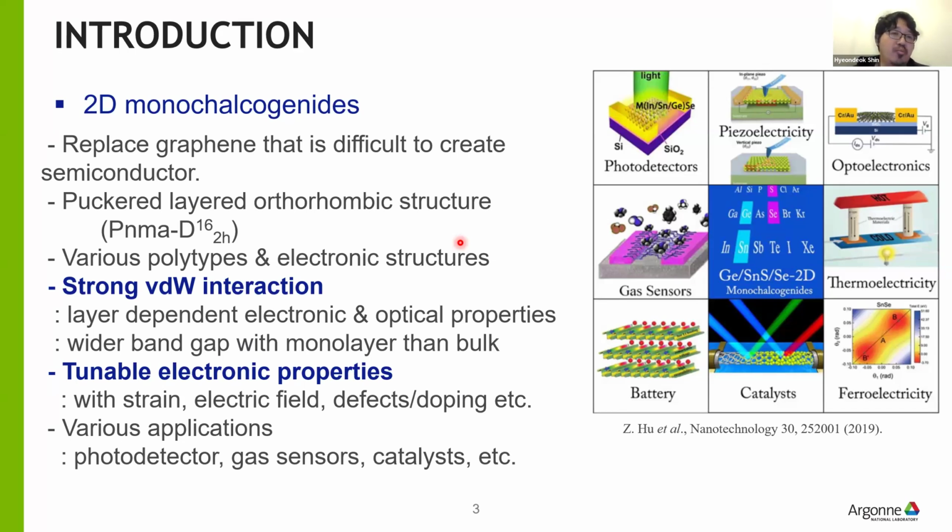It is also known to possess strong van der Waals interactions, so it is predicted to have strong layer-dependent electronic and optical properties. It has also attracted attention for tunable electronic properties with strain or electric field, and it is expected to have various applications, including photodetectors and gas sensors.